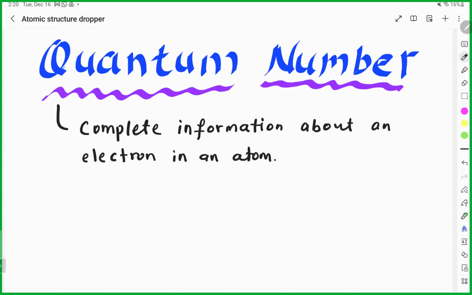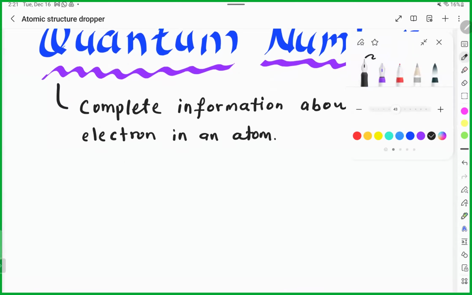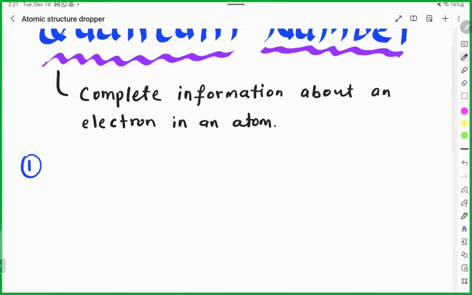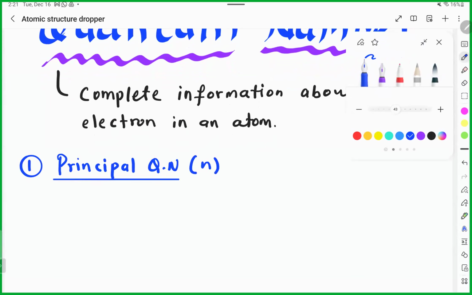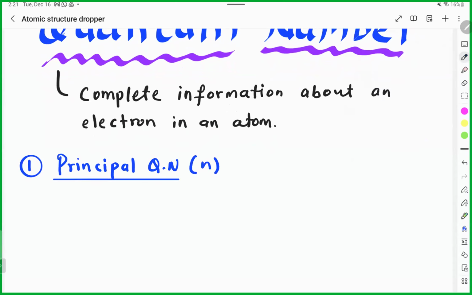Same thing. By these four numbers, we can explain the position of the electron, and that is what quantum number is about: the position of the electron. So there are four positions. First is in which shell the electron is present, and that shell is explained by the principal quantum number. The principal quantum number explains the name of the shell.